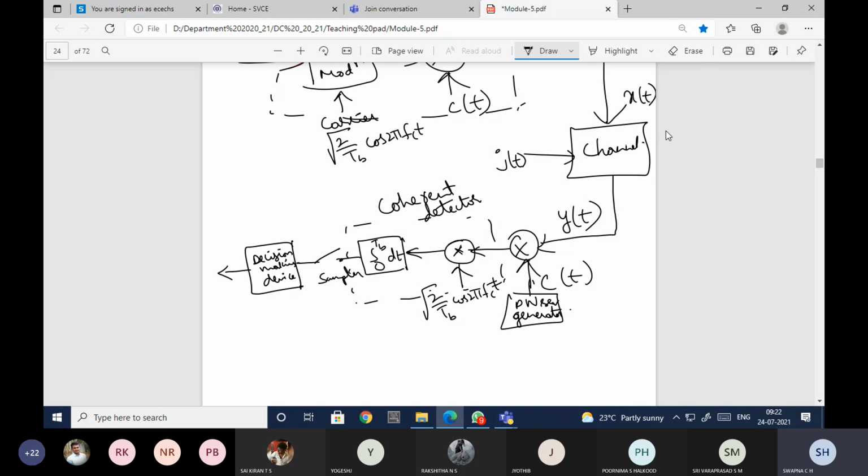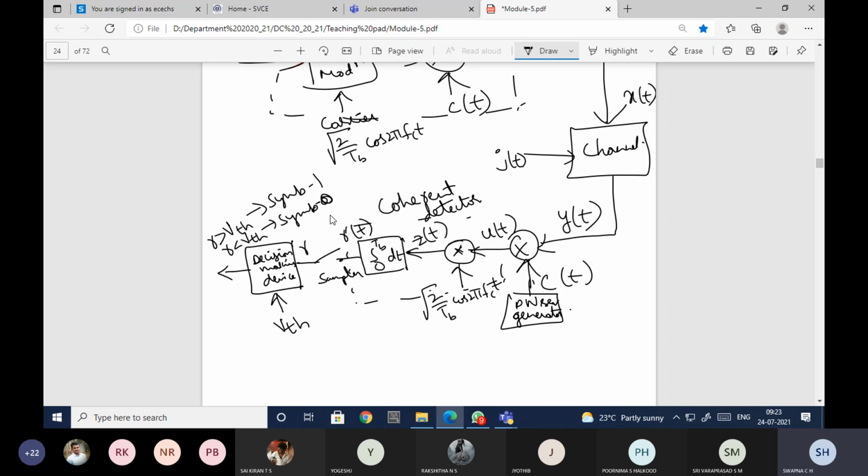Again we need to analyze this. Let me consider the output here is nothing but u of t. Output of this y of t is nothing but u of t. U of t is given to the product modulator, so that I'll get z of t. Z of t is given here, so that I'll get r of t. R of t is given to the sampler, so that I'll get r. R is given to the decision making device, where it will be compared with the threshold value. If r is greater than VTH, then the decision will be in favor of symbol 1, and if r is less than VTH, it will be in favor of symbol 0.